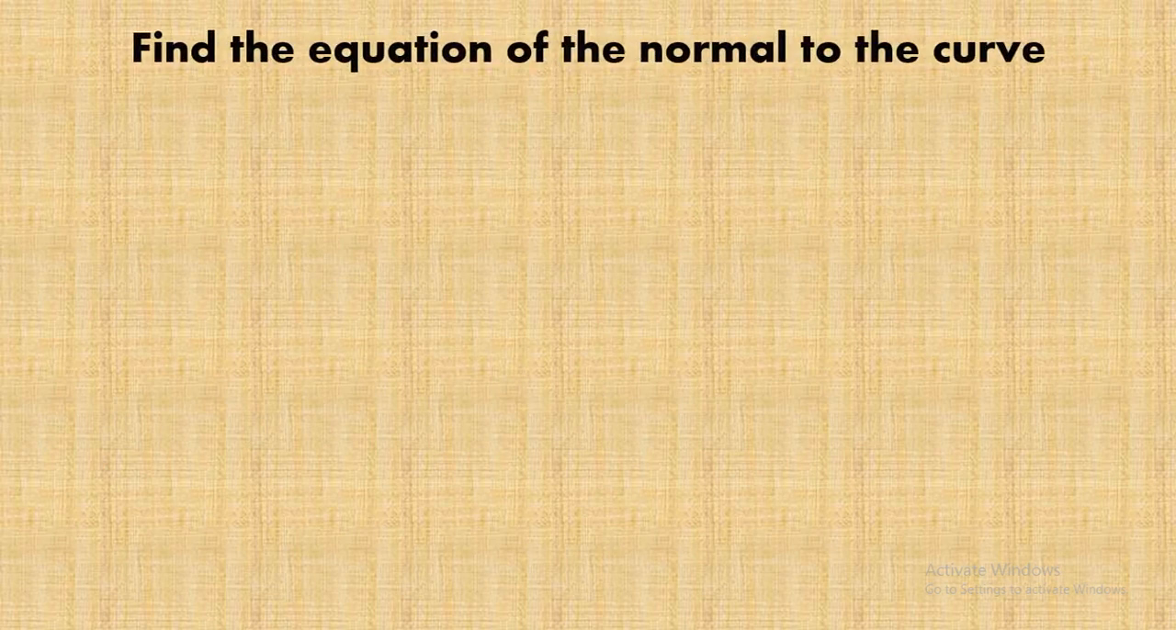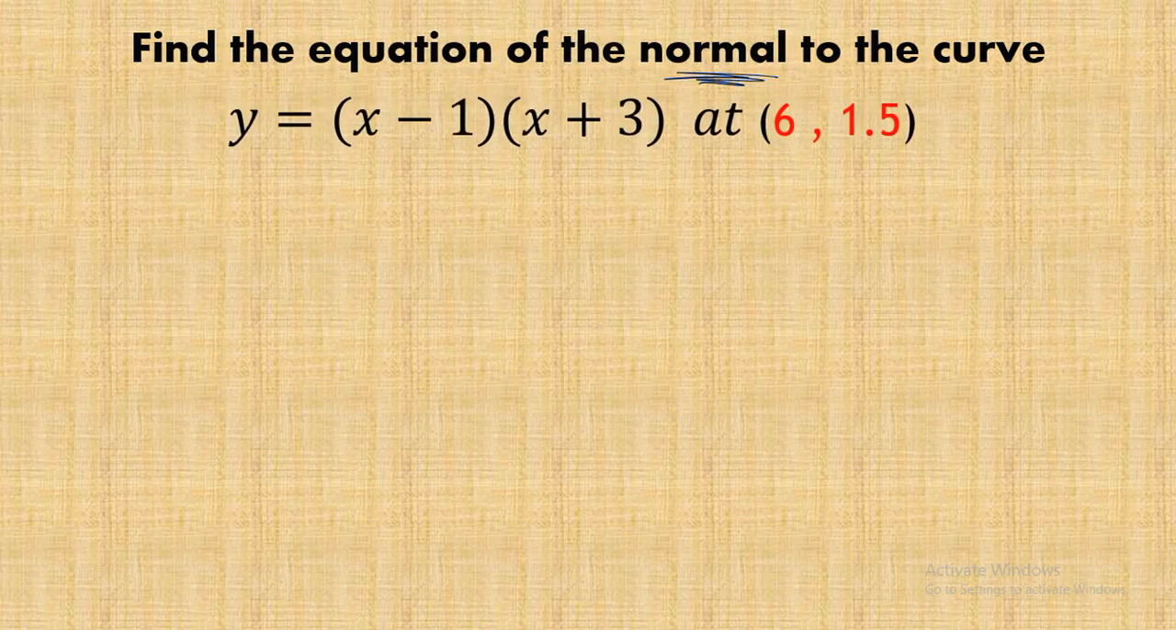The second question. Find the equation of normal. Here he asked to find the normal to the curve y equals x minus 1 multiplied by x plus 3 at the point 6 and 1.5. It's the same point but another expression. Here tangent or normal, both are lines, so the equation of either of them is the equation of a line, y equals mx plus c. The same, we have to find m and we have to find c. In this case we will use differentiation to find the value of m. We'll find the first derivative and substitute the point.